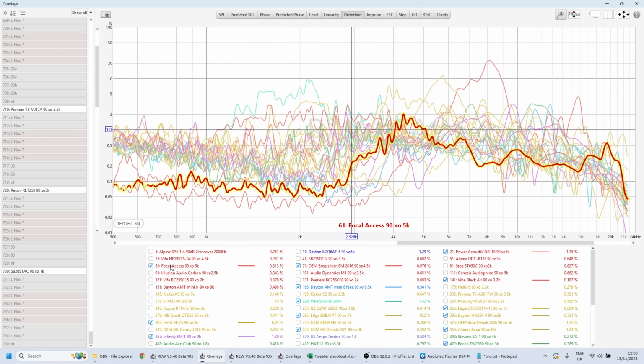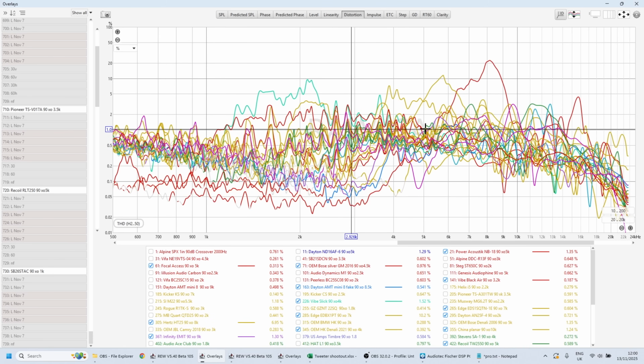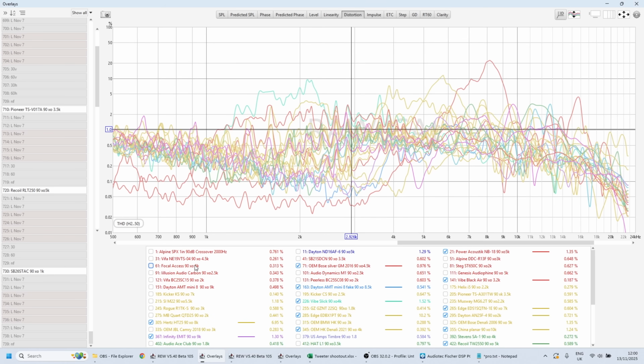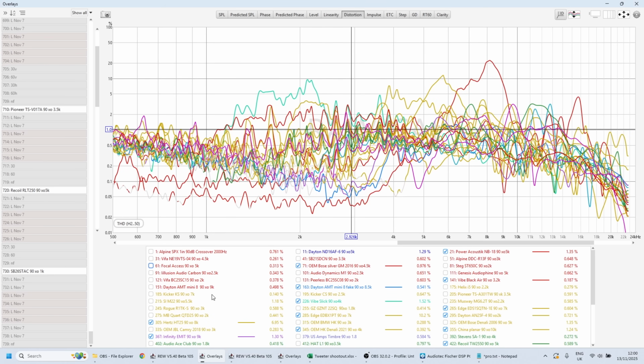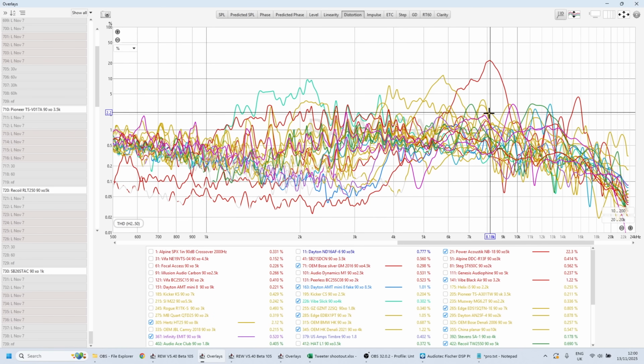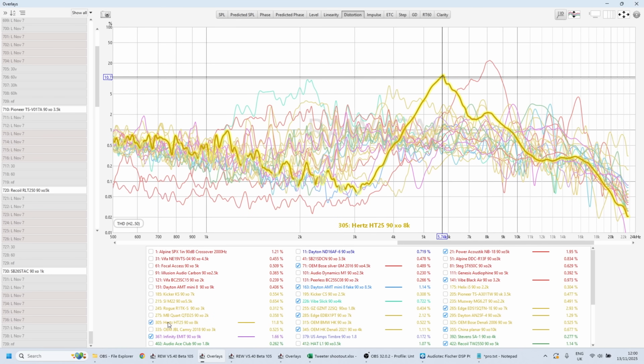For example, Focal Access, probably I could have unticked it because it would need just maybe a 6K crossover and then the distortion would go down. So yeah, maybe let's do that. Untick this one, and we would just need to increase the crossover up to 6K. Let's have a look at the next one. Hertz HT25 with an 8K crossover, you can see that distortion reaches still 10%. The crossover is here and it is still peaking here. If you would cross it at 12K or something, it would have just no response at all. So that's why it's bad distortion-wise.